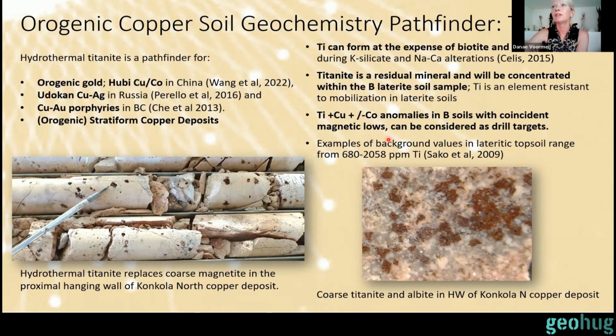Because titanite can form at the expense of magnetite, you get demagnetization of your deposit. So if you have titanium plus copper with a mag low, that could be a good drill target. And also I should say that the titanite then in the regolith converts to anatase. So it's not titanite, but that titanium remains in place in the laterite soil.